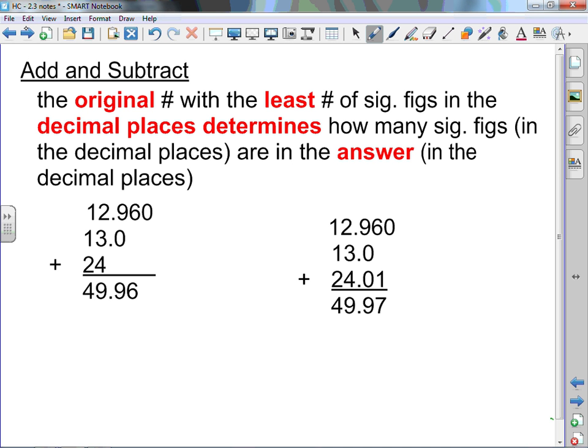Now, the description's a little bit wordy, but we should be able to make sense of this as we look at the examples. So if we're going to add and subtract, one set of rules. The original number in the calculation with the least number of significant figures in the decimals. Okay? So the original number with the least in the decimals determines what the answer gets. All right, so at the very beginning I talked about the weakest measurement determining the answer. So let's look at 2 calculations here.